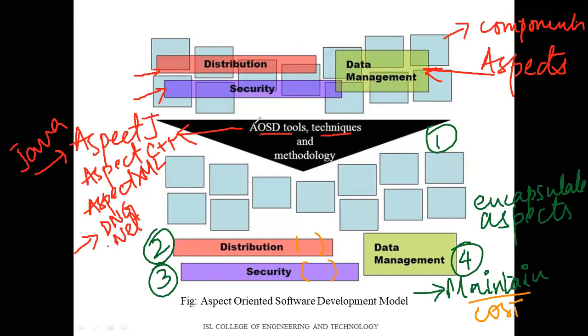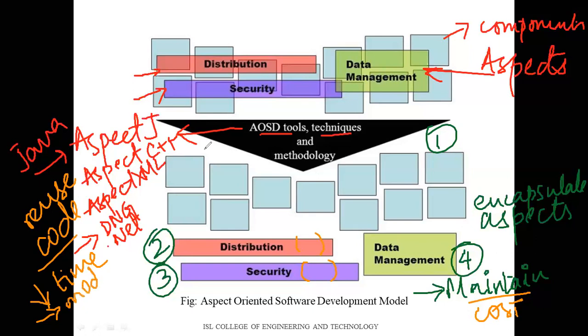Now, by making use of these AOSD tools, you can also, like within the previous model, the component-based development model, where you were reusing the components, in here you might also reuse the code. As you're making use of reusable code, it is also going to decrease the time that is being used to modularize the software. Modularize in here means breaking down into different components or parts is called modularization.